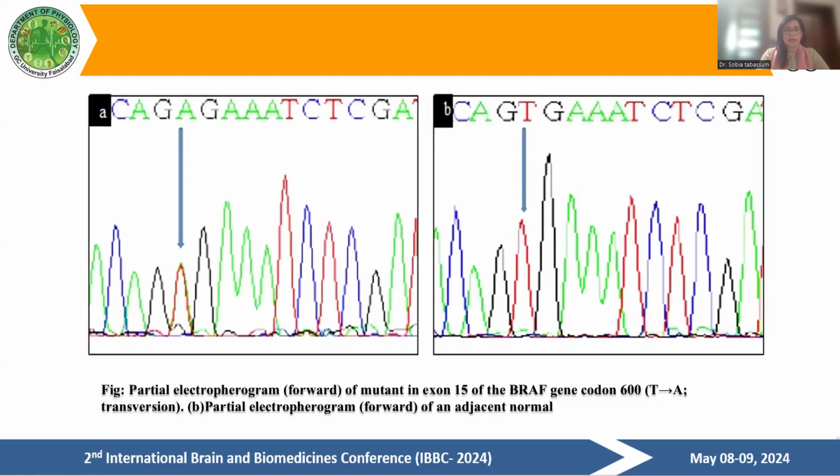Here are the Sanger sequencing results. We have performed the particular area for exon 15, codon 600, that's basically covering the transition from T to A, and you can see that this is the cancer tissue cell, and you can see that the T that is present in the normal tissue is being substituted by the A. So this transition is very much clear, that is on the codon 600.